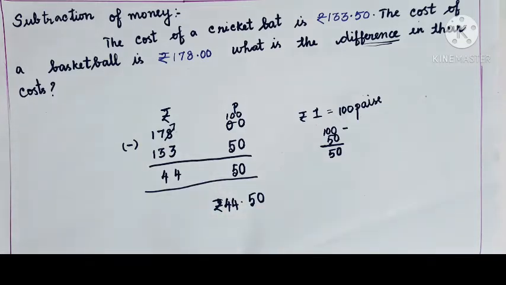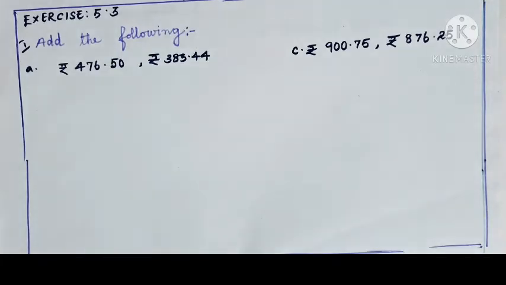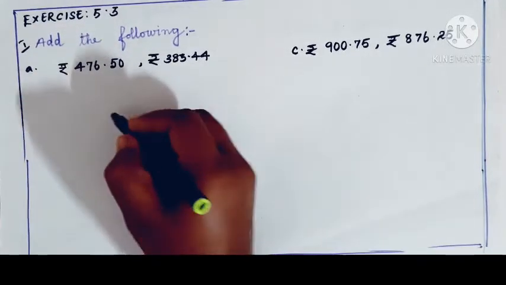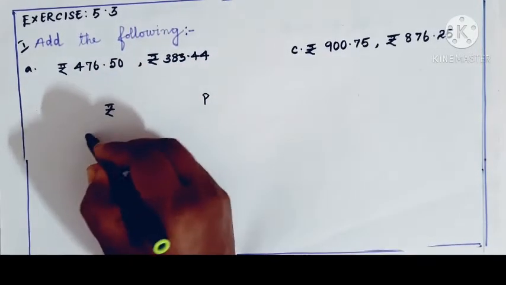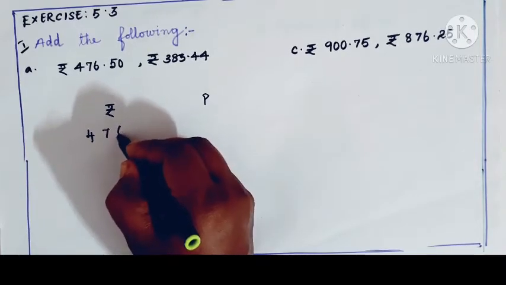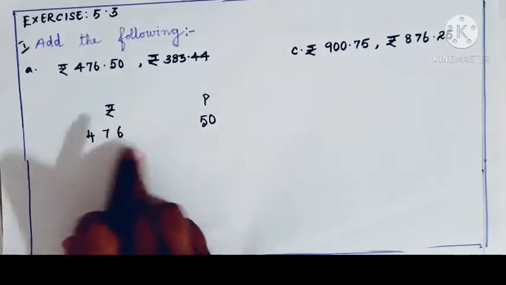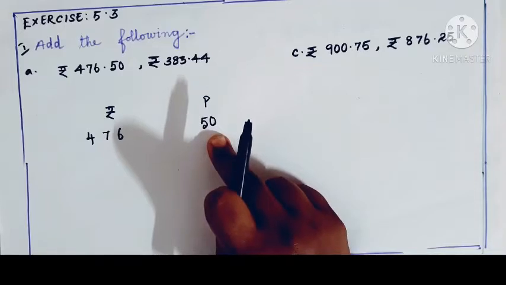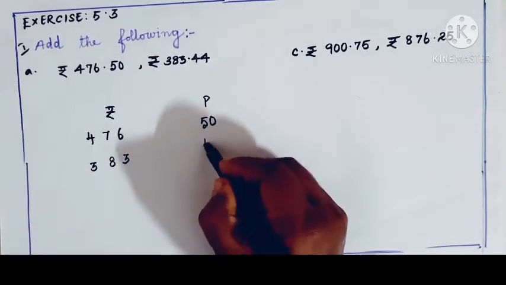Is it clear? Fine. So with this we are going to do exercise sums. You can take exercise 5.3. Add the following. How to do addition? How to add? We have seen before, isn't it? You can come along with me. How I say you can do it. So first you make it rupees and pies. Okay. Then you write the amount. Leave enough space and write. Okay, so 476 and 50 pies. Okay, then 383 and 44 pies.